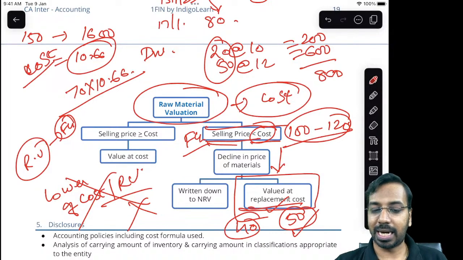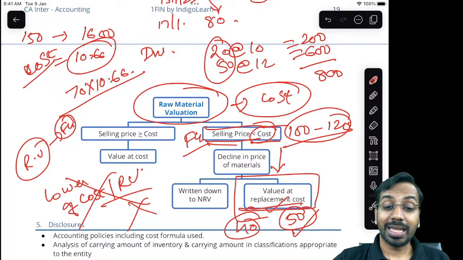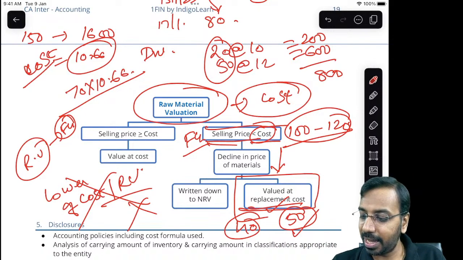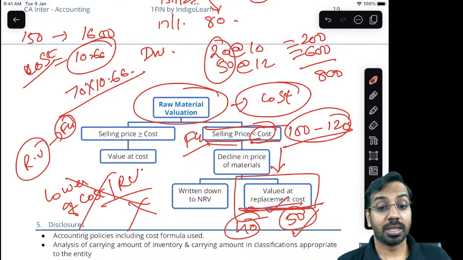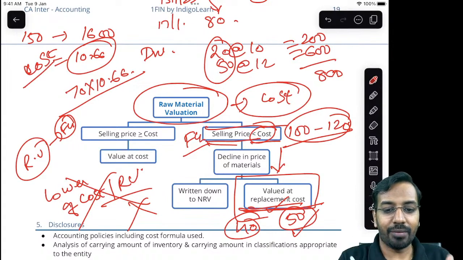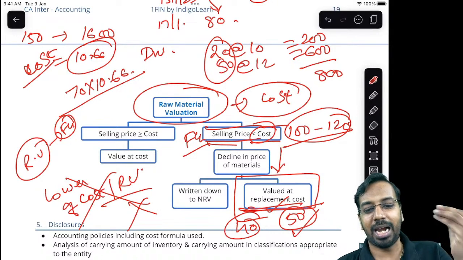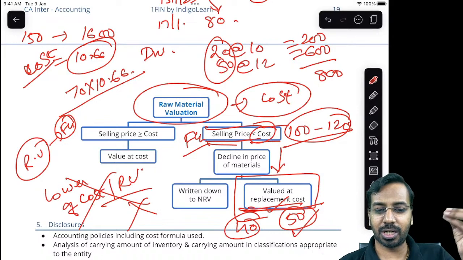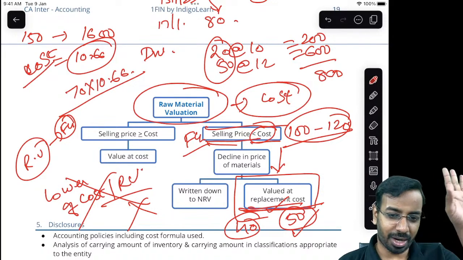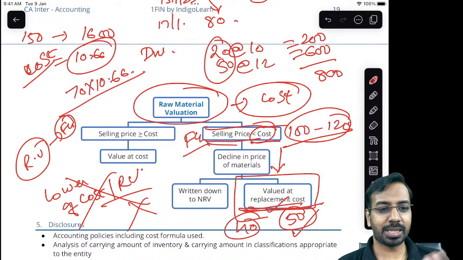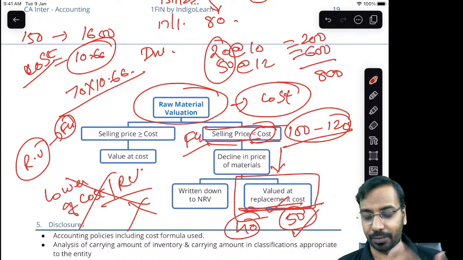If this condition is satisfied, then if the value of the material has fallen below cost, then you will value it at replacement cost. If replacement cost is higher than cost, then value at cost only. You will never value inventory above cost, unless of course in advanced scenarios when you have hedging and futures and commodities, which you will understand at final level. No need to worry right now. Okay, any questions, please ask, otherwise we will continue.